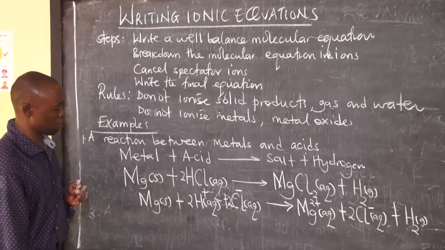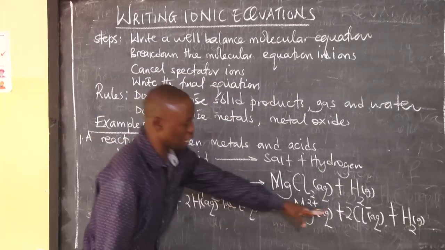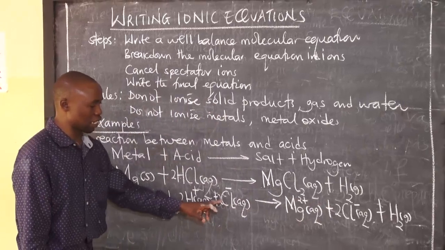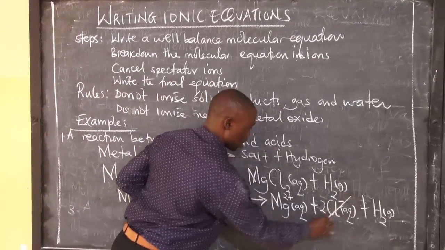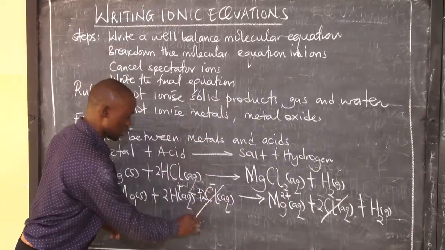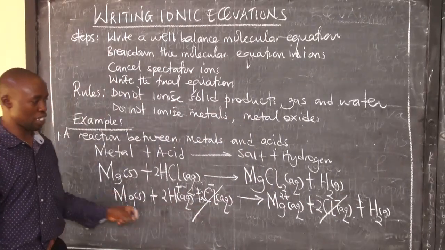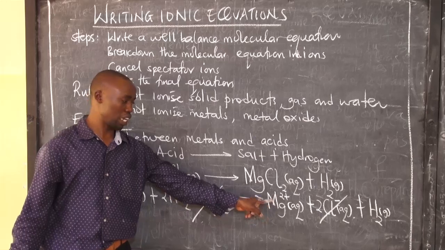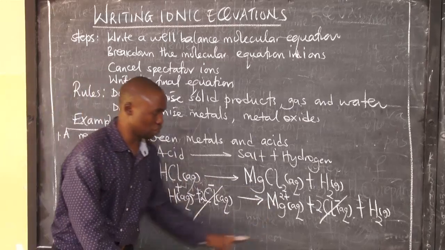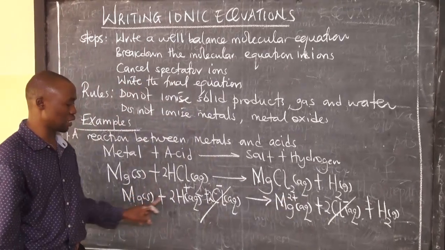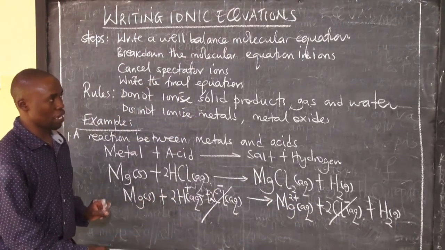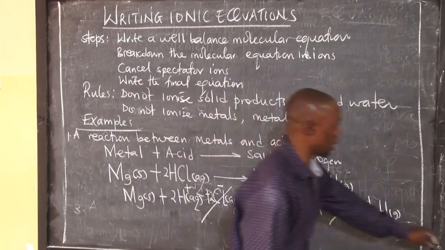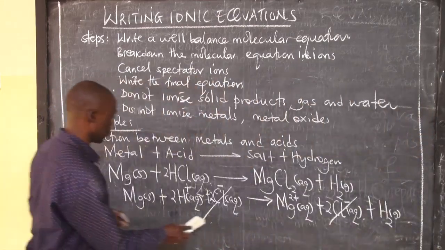Let's look at the equation. Some things are similar on both sides. We said ions that look the same are called spectator ions, so cancel this spectator ion, cancel this one. This is a solid, this is an ion, so we don't cancel those. Also cancel this, so the final equation will have this, this, and finally this and that. So right away, let me just punch in the final equation here.